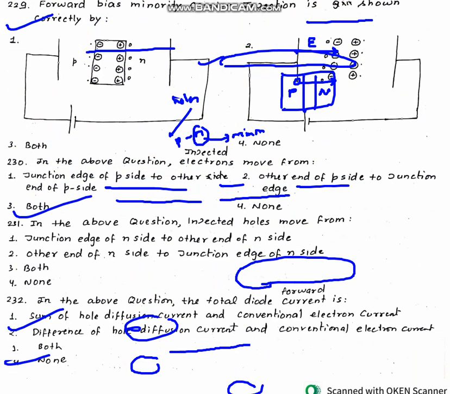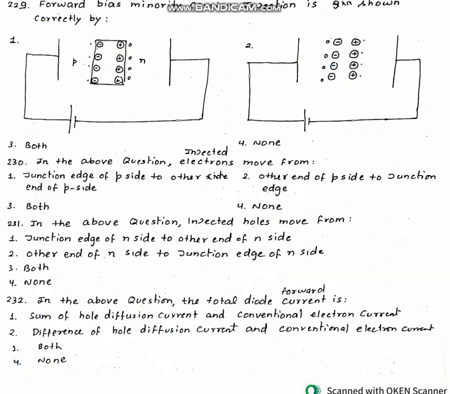Next is forward bias. Forward bias minority carrier injection is shown correctly as. So as we can see that near the junction, in the P-type semiconductor, there is injection of electrons, and near the N side there is injection of holes. So this is correctly represented by 1.